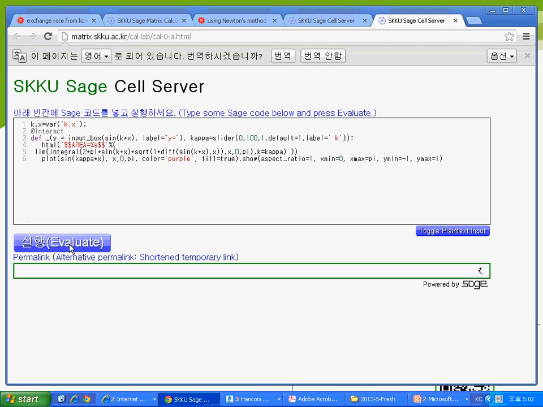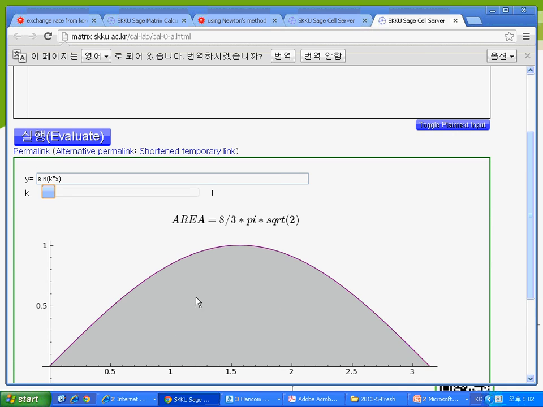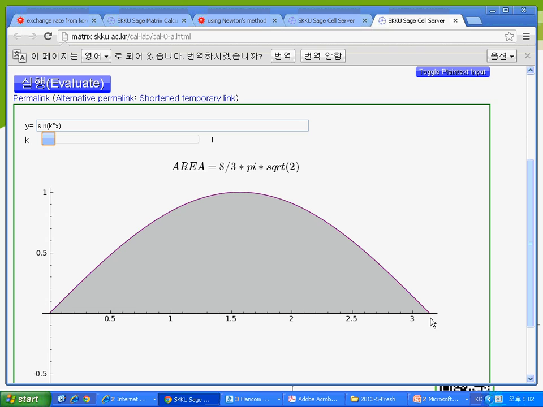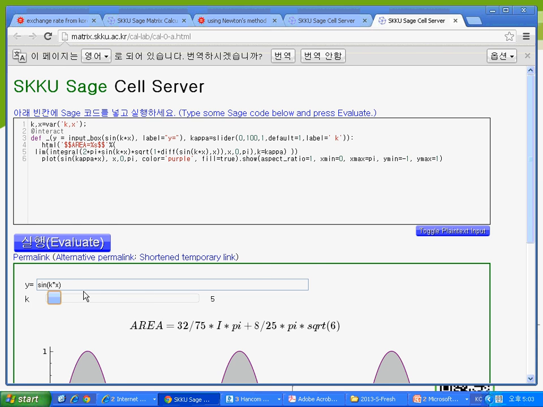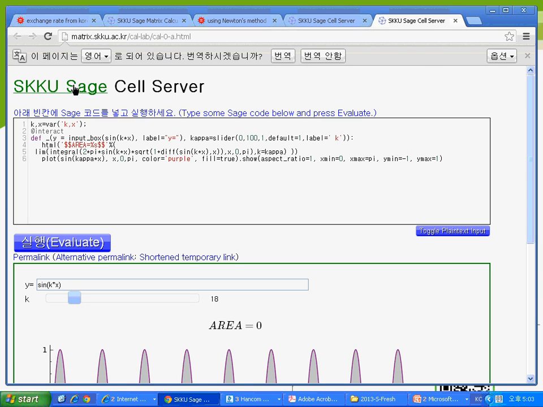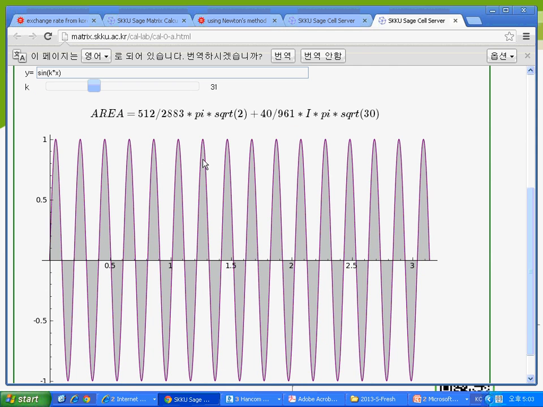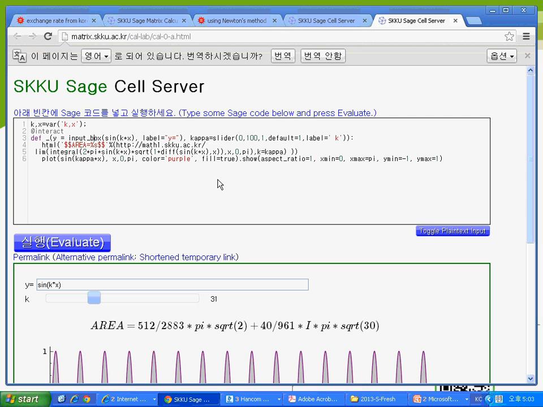That can be done in here. This is the function, sine x. If k is 1, then this is the area, from 0 to pi. But if we make k 5, then we have this kind of graph, and the area in between is going to be this one. If we move this, then we will have such a variation.